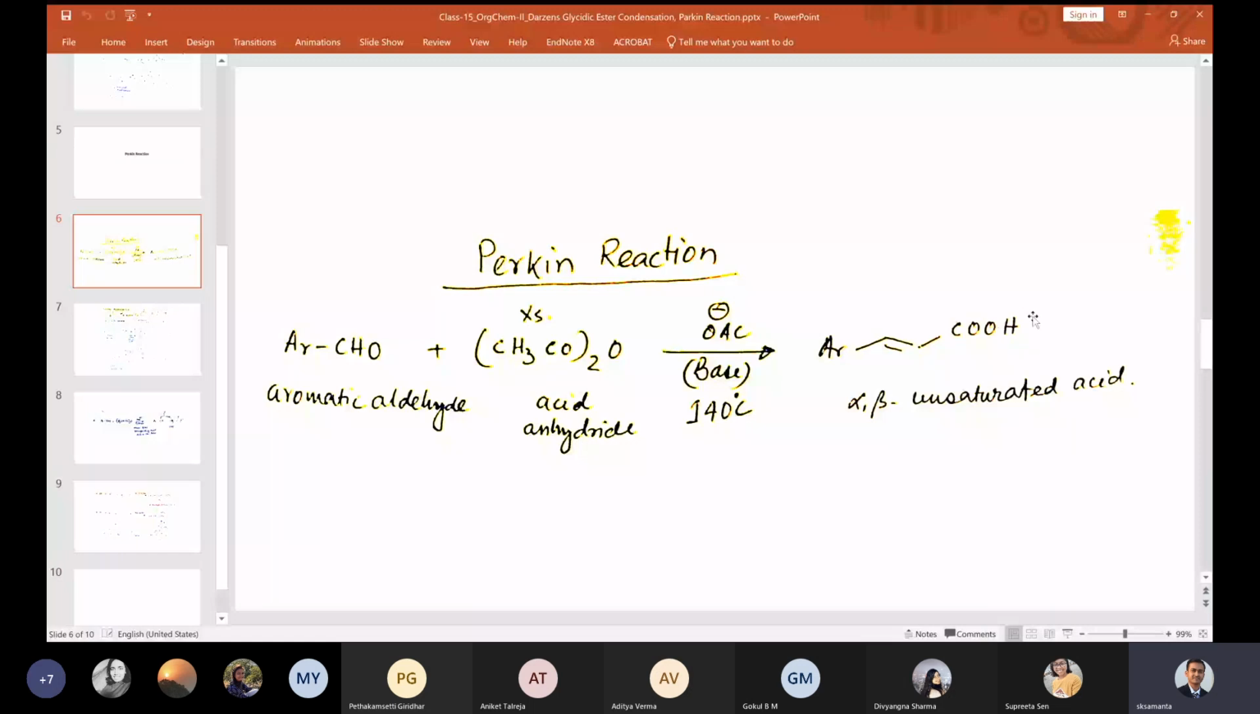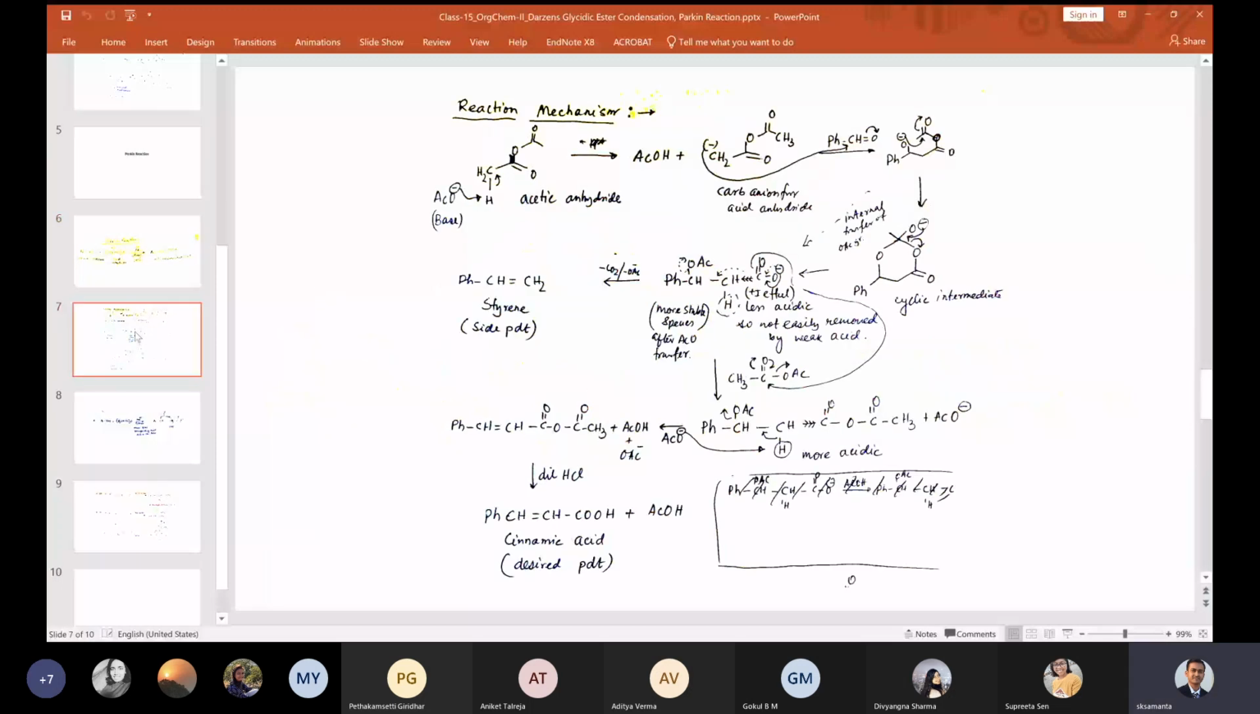This reaction was very popular and very interesting because cinnamic acid and others were initially made this way. Okay, so let's see how the mechanism works. Mainly, cinnamic acid was made through this process on a commercial scale, and that is why this reaction was really very popular. So the mechanism is something like this.